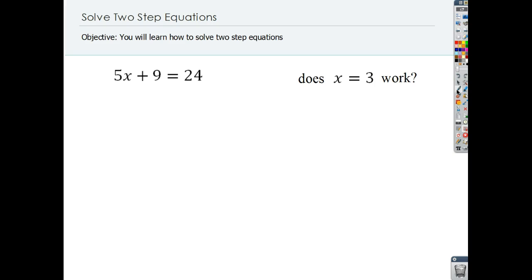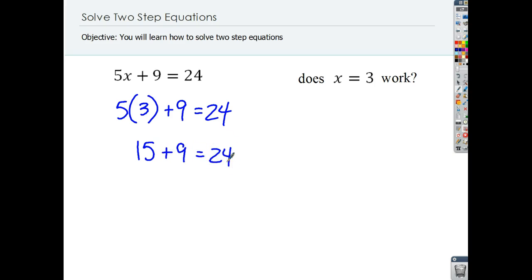Let's try this. We know that X is equal to 3, so we're going to do 5 times 3, and then add 9, and we'll see it's equal to 24. Hopefully you looked at this and said, because of my order of operations, I need to multiply before I can add. So 5 times 3 is 15, and then I'm going to add 9, and I'm going to get 24.